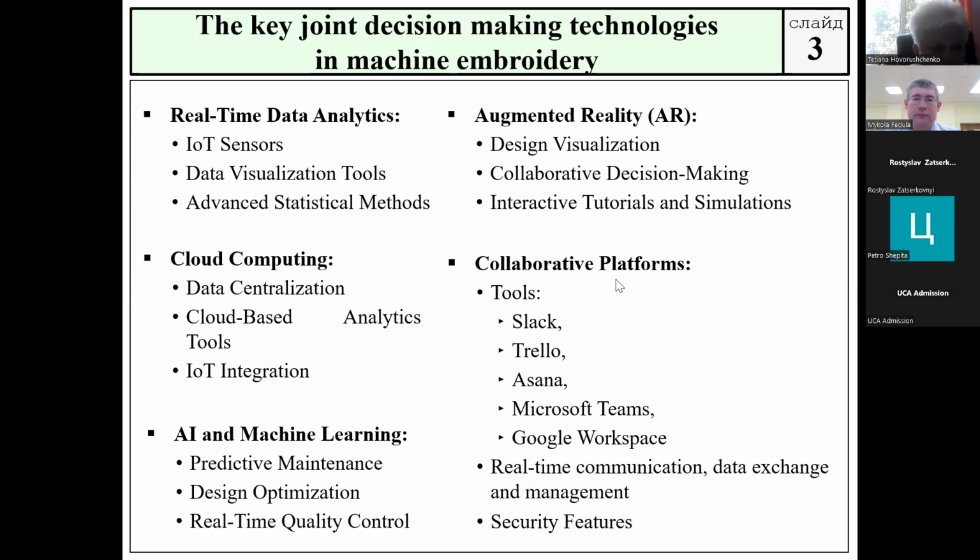Collaborative platforms that can be used are Slack, Trello, Microsoft, or Google Workspace tools. Real-time communications, data exchange and management for security features, such as the cybersecurity concerns of data transmission and storage.